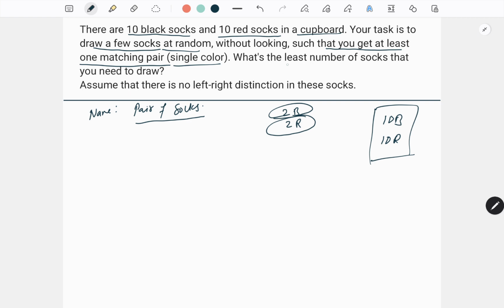Now what is the least number of socks that you need to draw? You have to find the least number of socks that, when you draw from the cupboard, you get one pair of socks, either two black or two red. So think for a moment about this problem and see if you are able to solve it. If you are not, come back to this video and see the solution.